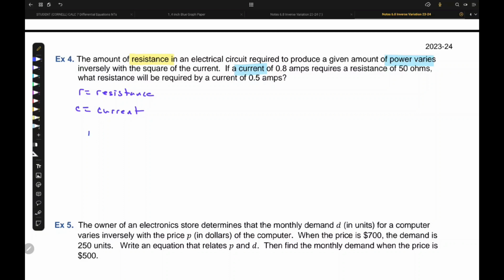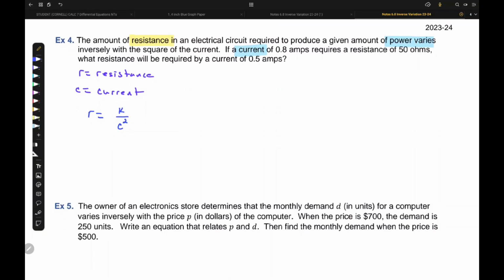And so let's write our equation. The amount of resistance R in an electrical circuit required to produce a given amount of power varies inversely. So this is varies inversely, K over the square of the current. So current squared, C squared. From there, it says if a current of 0.8 amps, that's my C, requires a resistance of 50 ohms, that's my resistance R, we need to figure out what K is.